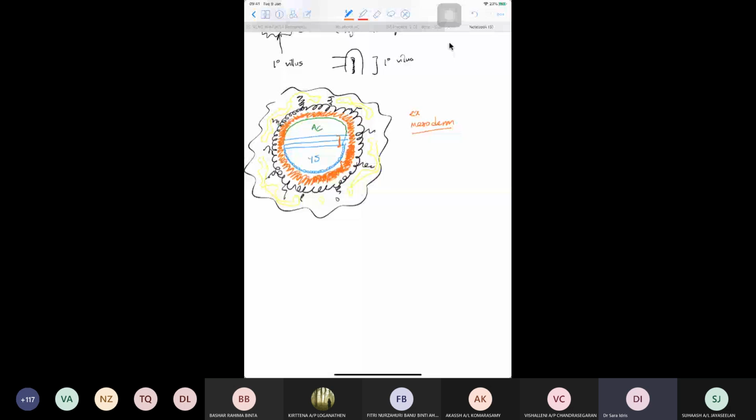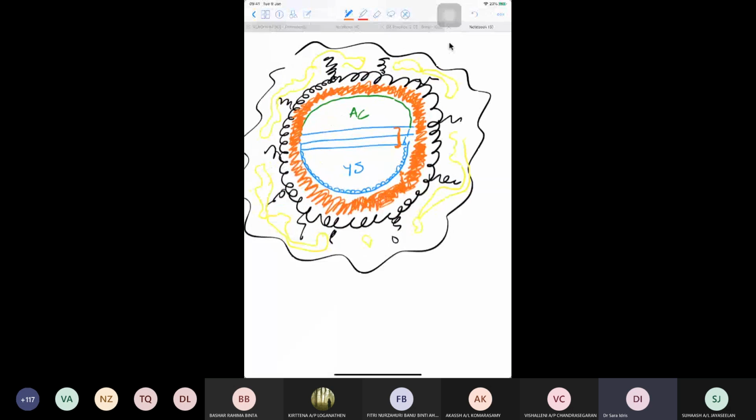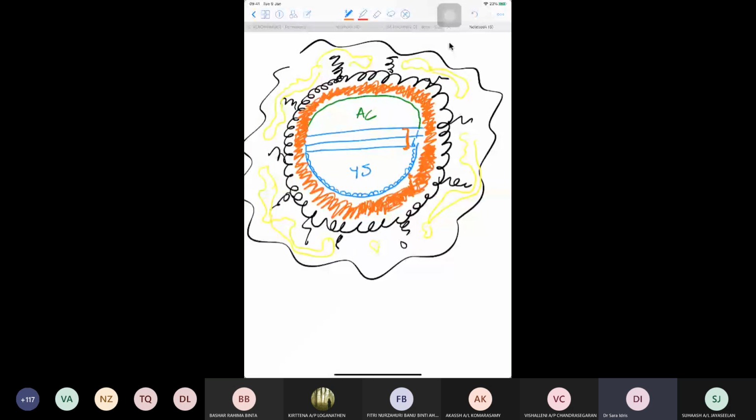This one here is your extra-embryonic mesoderm that is going to be produced by the yolk sac cell. So the yolk sac cell will produce a type of connective tissue known as extra-embryonic mesoderm. Now, what will happen is that the extra-embryonic mesoderm will be deposited outside the yolk sac, but inside the cytotrophoblast.